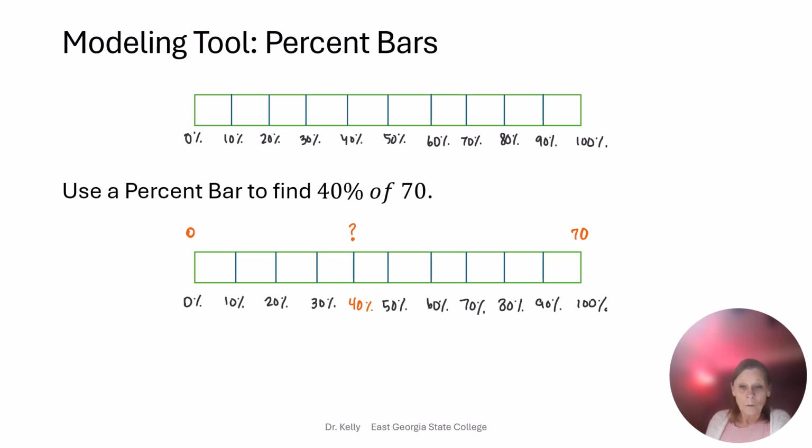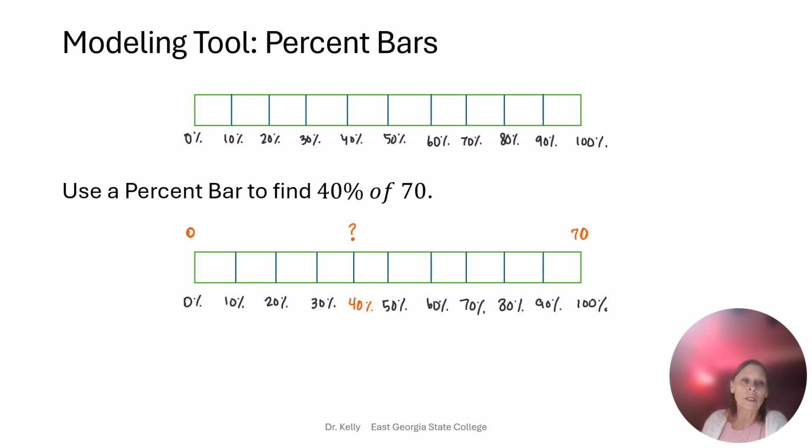All right, so a tool that you can use in modeling percentages, especially helpful in working application problems and such, is a percent bar. It's basically just a bar broken into 10 groups, and every group represents 10%, as you see here across the top. In other words, each block here is worth 10%.